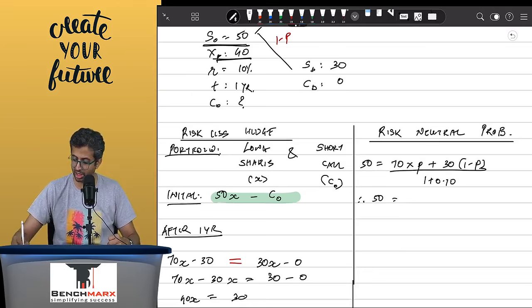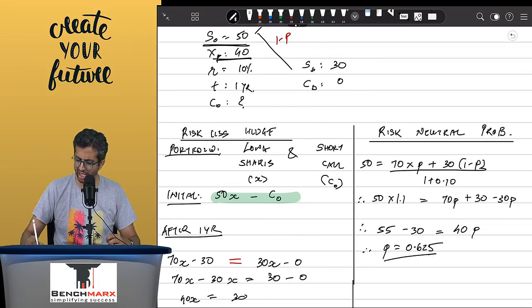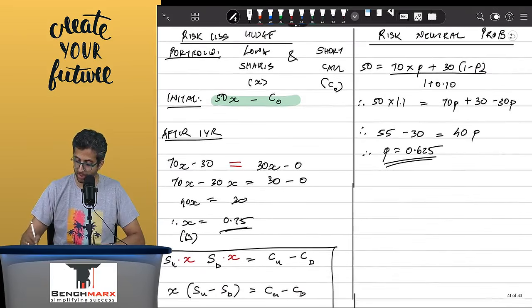So this is 50 into 1.1 equals 70p plus 30 minus 30p. Therefore, over here 55 minus 30 will equal 40p, and hence this would be what? 55 minus 30 comes to 25, 25 upon 40 comes to 0.625. Therefore P is equal to 0.625. Again, there are other direct ways to find P, but this method in my opinion is much more manageable. So this is 0.625. Probabilities.